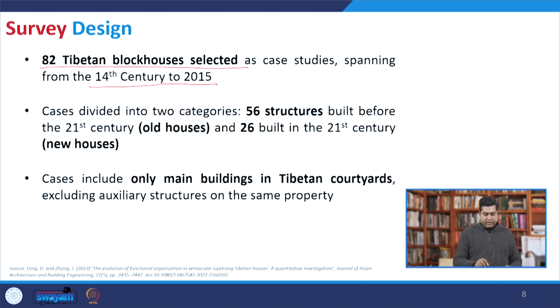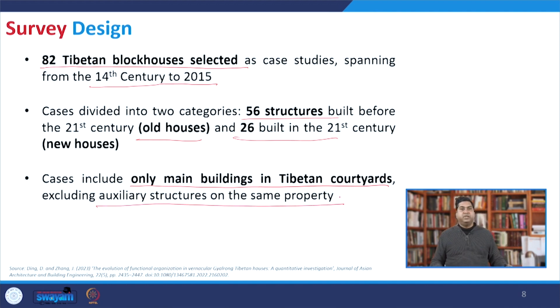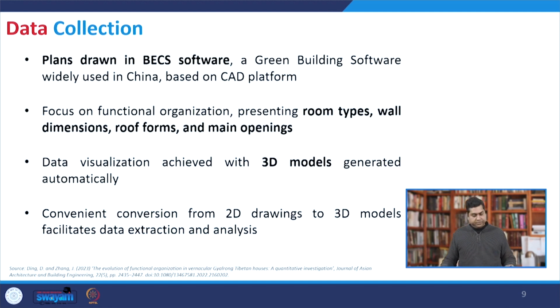These cases are divided into two categories. Out of 82, 56 structures were built before the 21st century, which are referred to as old houses, and 26 were built in the 21st century, referred to as new houses. The cases include only the main buildings in Tibetan courtyards, excluding the auxiliary structures on the same property. Based on requirements, people can augment some of the facilities or extend them, so it is the main building that the authors have considered.